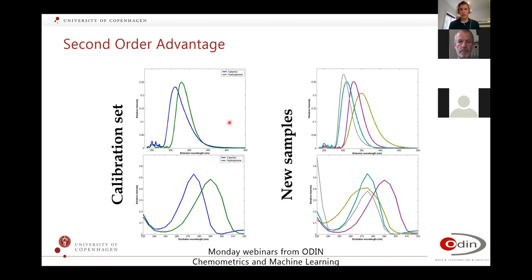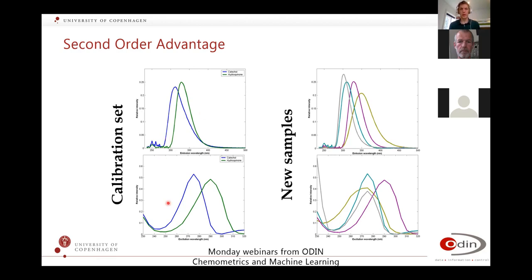So I could attack this problem by, for those of you that are familiar with multivariate data analysis, making a partial least squares regression on these data and trying to predict the new samples. I could also look at it from a multi-way perspective and do something called PARAFAC, and I will not really talk about what the difference is here. But the nice thing with PARAFAC is that then I will use this second order advantage. If I do partial least squares, I will not.